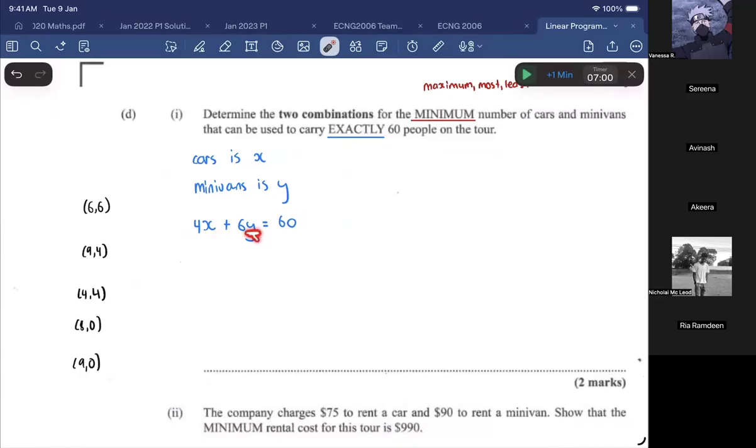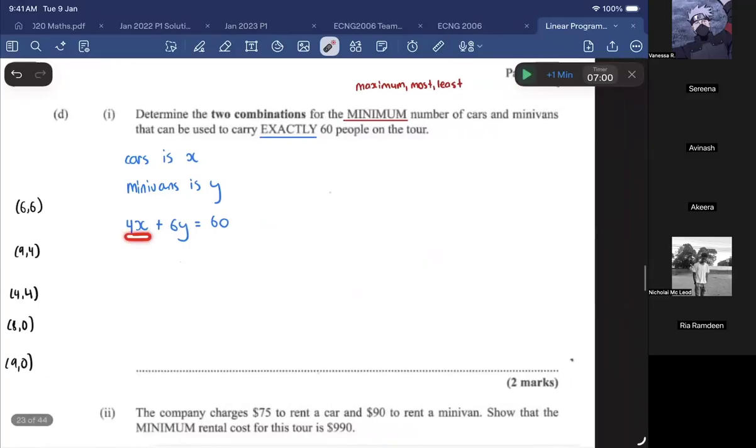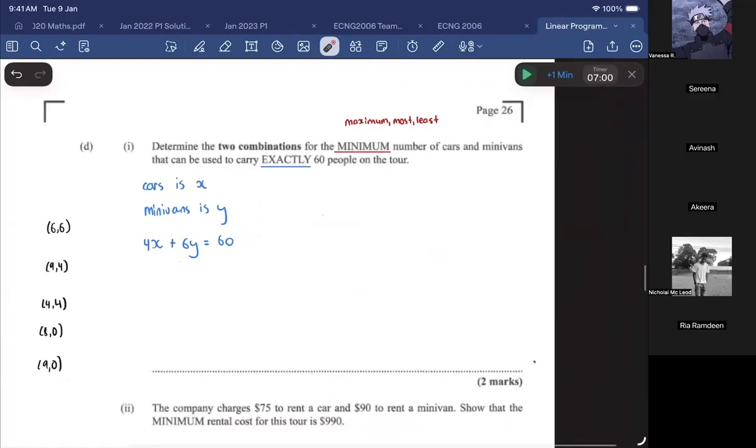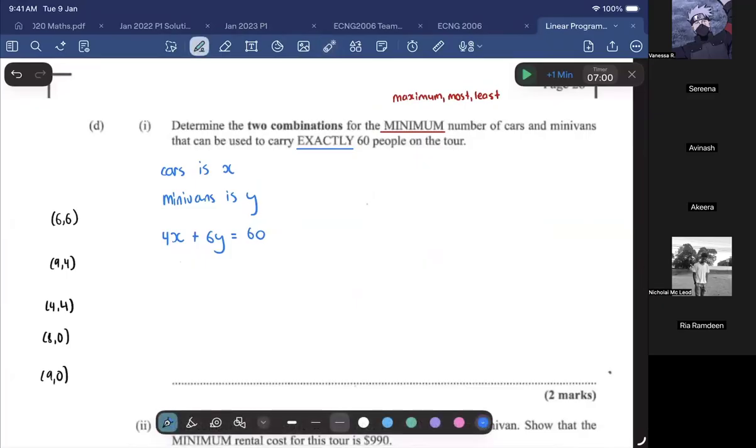Take a guess. How many people do you think one car holds? Yeah, 6, right? So if I had 2 minivans, I could carry 12 people. Right, so I hope you all understand why I'm saying 4x plus 6y is equal to 60. Again, because one car could hold 4 people and one minivan could hold 6 people. So depending on the number I have, it's going to scale up. It's going to multiply. So let's run through the possible answers quickly.